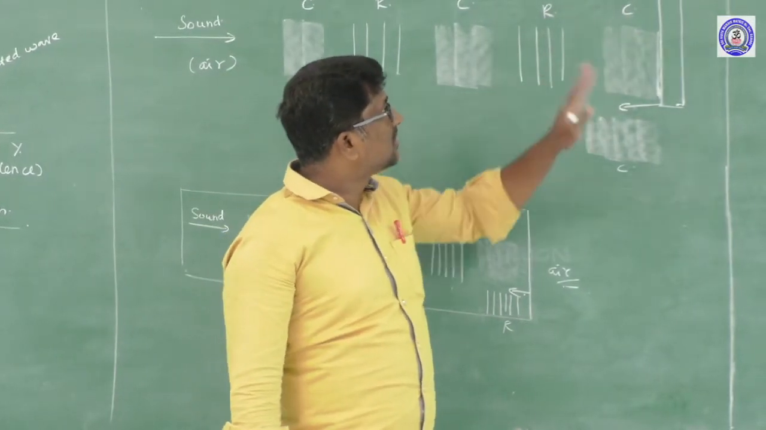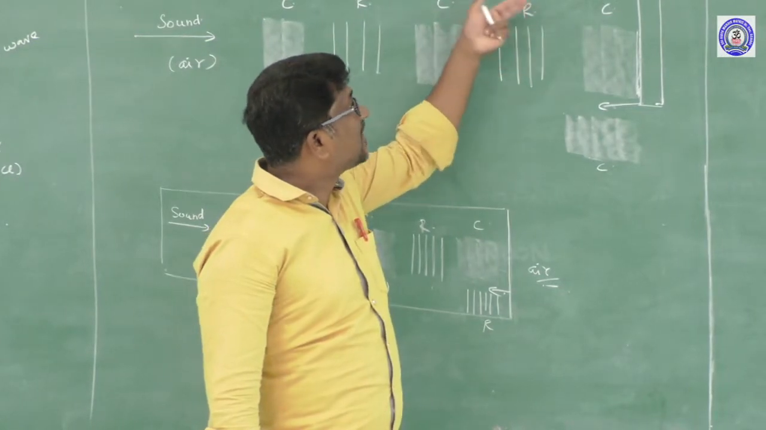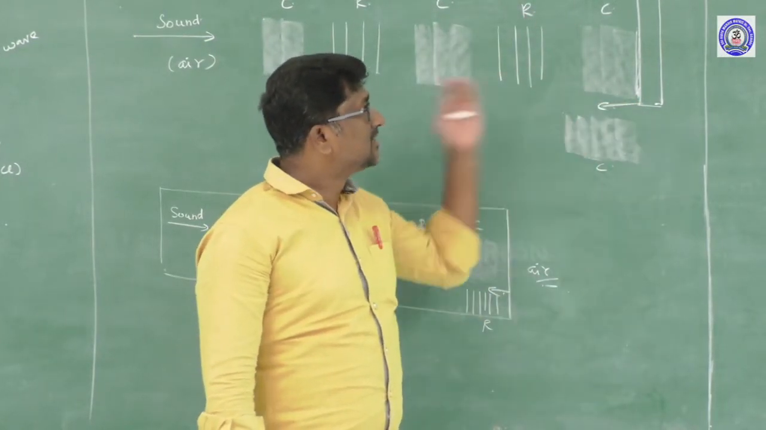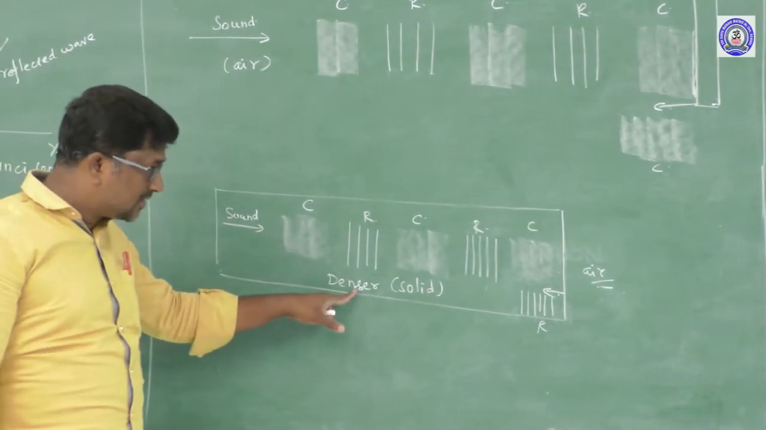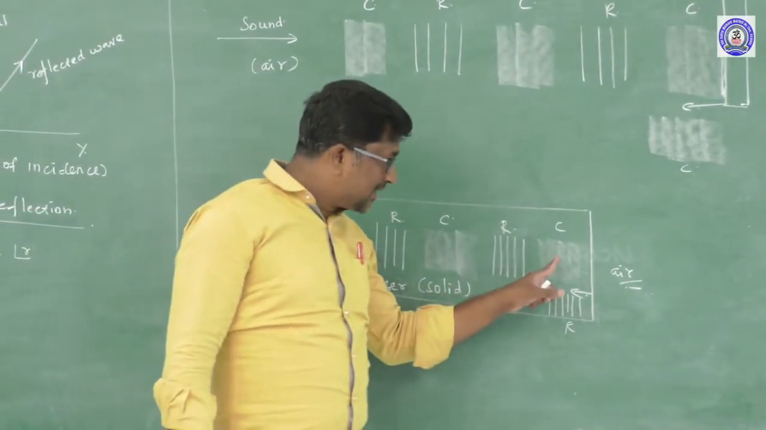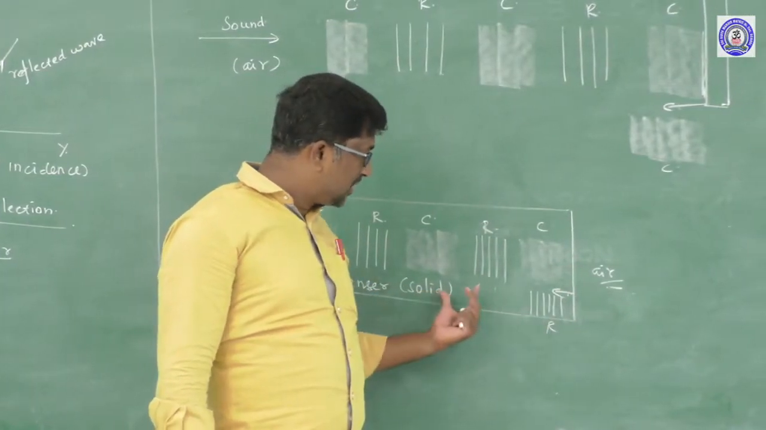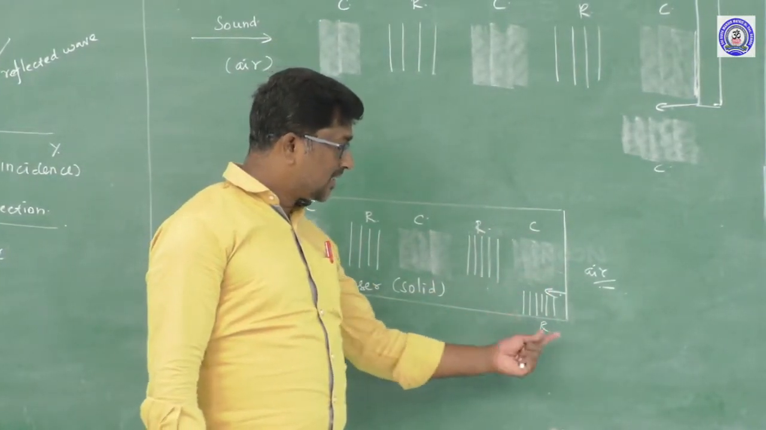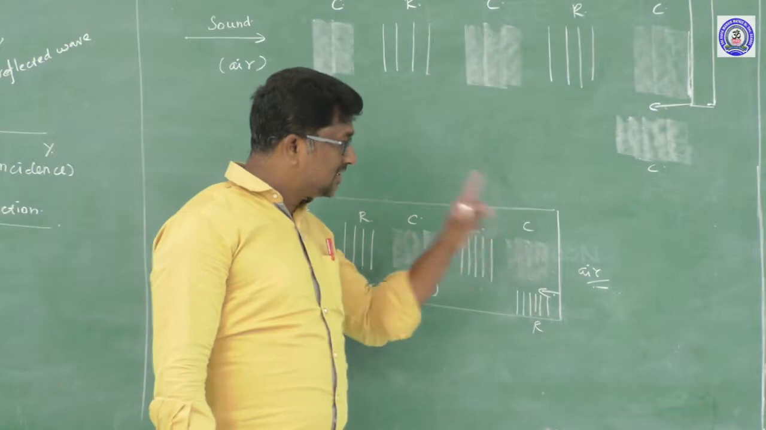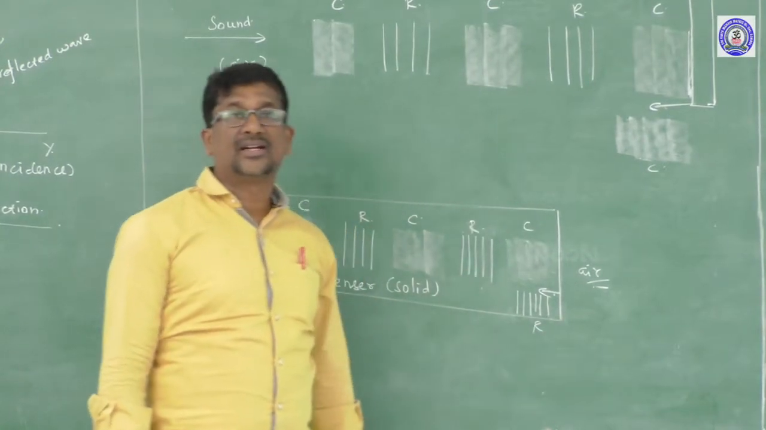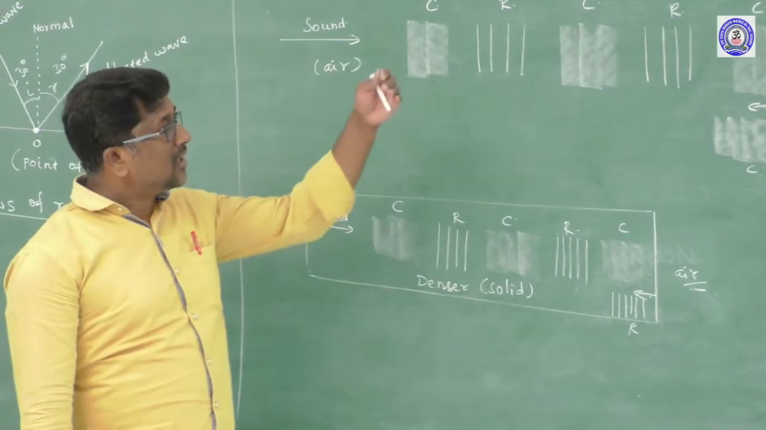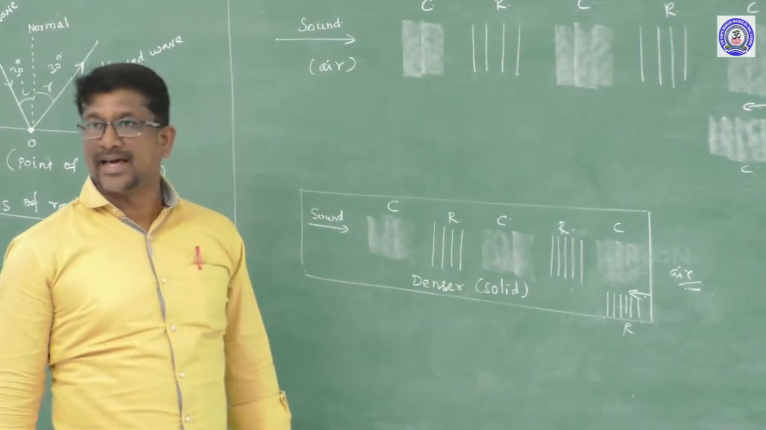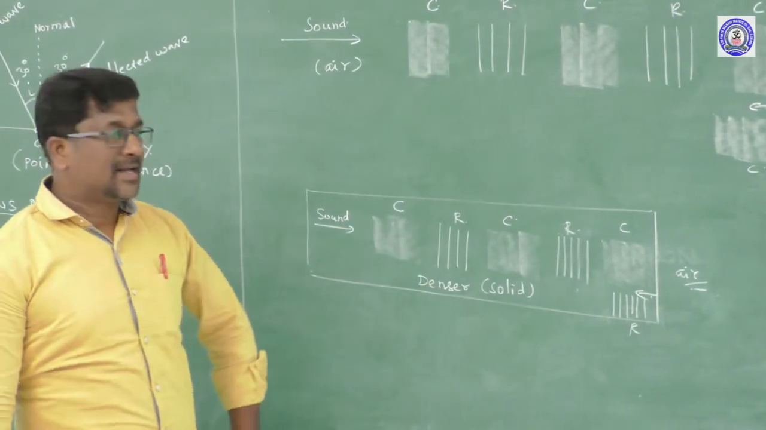If rarefaction is incident on the surface, it is reflected as rarefaction. The same sound wave travels in the denser medium. If compression is incident on the interface between solid and air, it is reflected as rarefaction. If rarefaction is incident on the surface, it is reflected as compression. So this is the reflection of a sound wave at the boundary of the denser medium and the rarer medium.